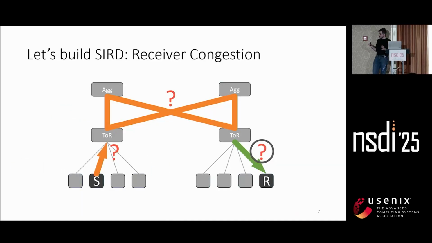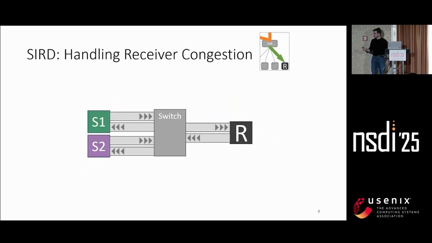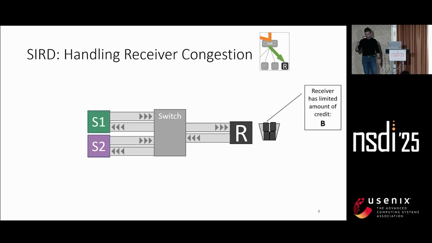So let's build SIRD together, one bottleneck at a time, starting from the most straightforward one, which is the incast case. So we'll do this through an example, where in this case we have two senders on the left, a switch in the middle, and a receiver on the right. And in SIRD, we give each receiver a limited amount of credit, which we call B, and B is for budget.